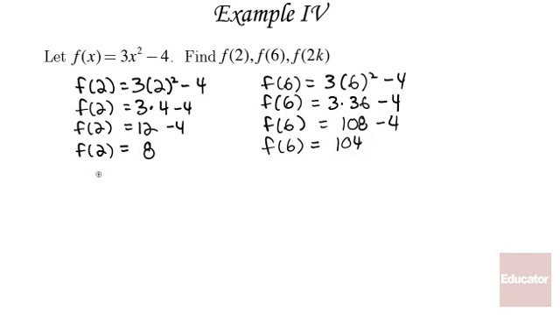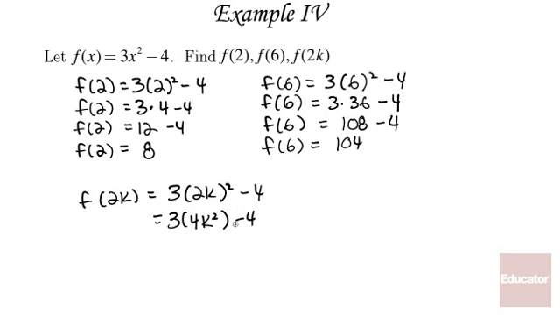Now, at first, this f of 2k might look kind of difficult, but you treat it just the same as you did with the numbers when x is a numerical value. Everywhere I see an x, I'm going to insert 2k. And figuring this out, 2 squared is 4. k times k is k squared. 3 times 4 is 12, so I have 12k squared minus 4. So f of 2k equals 12k squared minus 4. So again, if you're asked to find the function for a particular value of x, you simply substitute whatever's given, including variables, for x.